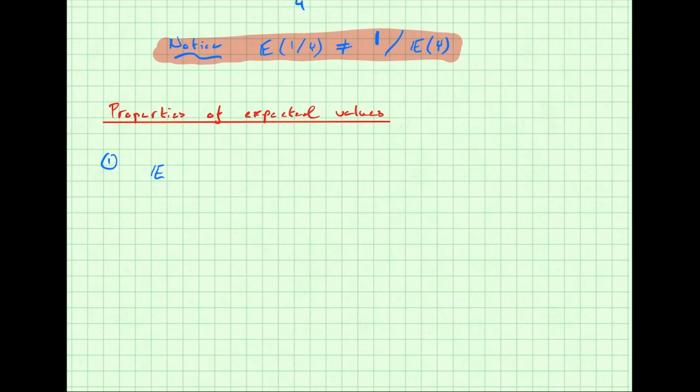The expected value of ax plus b is equal to a times the expected value of x plus b. Now here, a and b are real numbers, and x is a random variable. It can be discrete or it can be continuous, and this is fine.